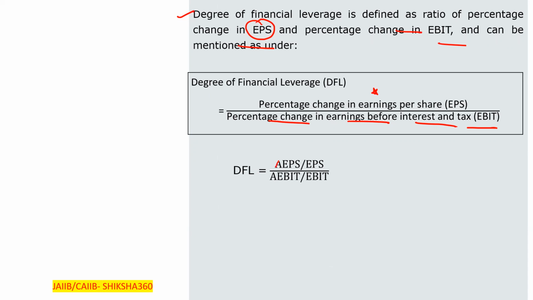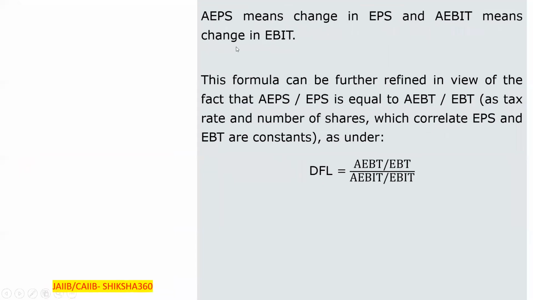So DFL is delta EPS upon EPS upon delta EBIT upon EBIT, clear? This is delta, not A. What is the meaning of delta EPS here? Delta EPS means the change in the earnings per share, and delta EBIT means the change in the EBIT, clear?